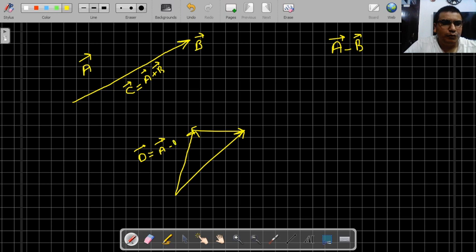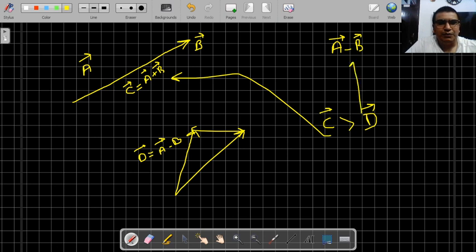Now if you observe these two diagrams, the previous diagram and this diagram, you can easily see that vector C is quite a bit greater than vector D. And why is it greater? Because C represents the addition and vector D represents the subtraction of two vectors. So by these methods we add and subtract two vectors. I hope you get this idea of how we can do that. This is the diagram method.